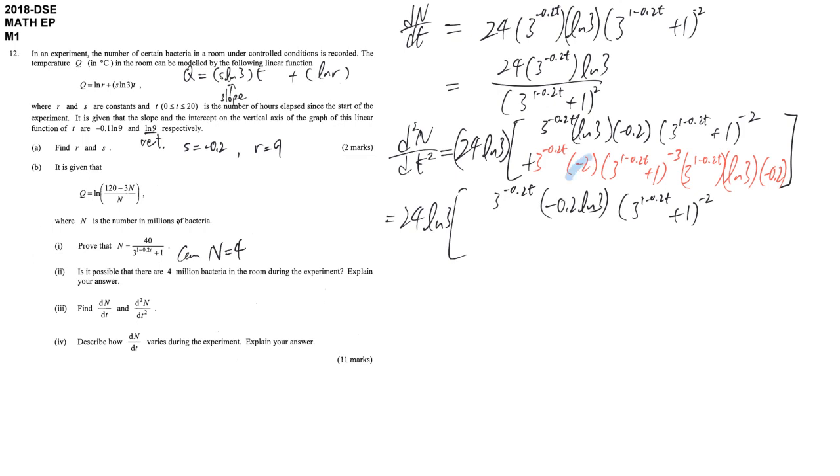We calculate all the constants first. Negative 2 natural log 3 times negative 0.2, so we have positive 0.4 natural log 3 here. And then we have this item. We also have one more. And also the troublesome bracket.